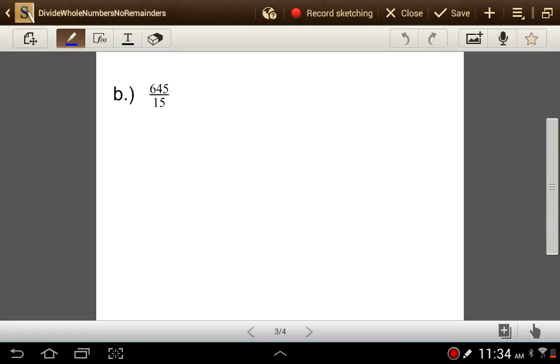Okay. Ooh, here's a tricky one. A lot of people don't know what to do here. That is a fraction bar. This looks like a fraction, and it is a fraction. But a fraction stands for division. So you need to know that when you see a fraction bar or a fraction problem, that also represents division. So this is 645 divided by 15. I have 645 of something, and I want to break it into groups of 15. So how many times can I do that?